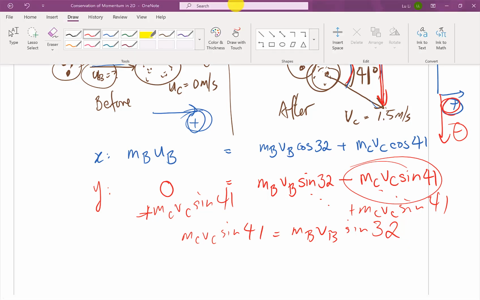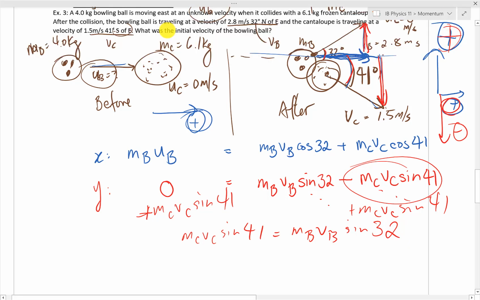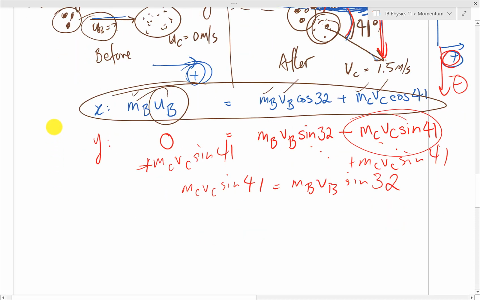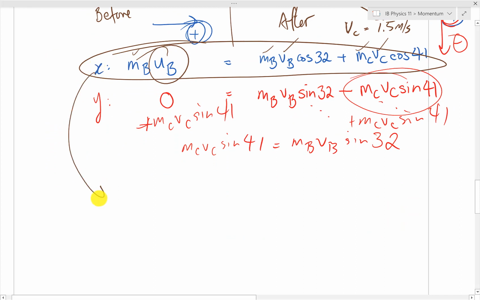We only want to find out the initial velocity of the bowling ball. So that's UB. And we need to check if we know everything else in this equation. We have mass of the bowling ball, final velocity of the bowling ball, we have cosine 32, mass of the cantaloupe, final velocity of the cantaloupe. We have everything. We, in fact, just need that first equation. Lucky us, we don't even need the second equation. Okay, so take that down here.